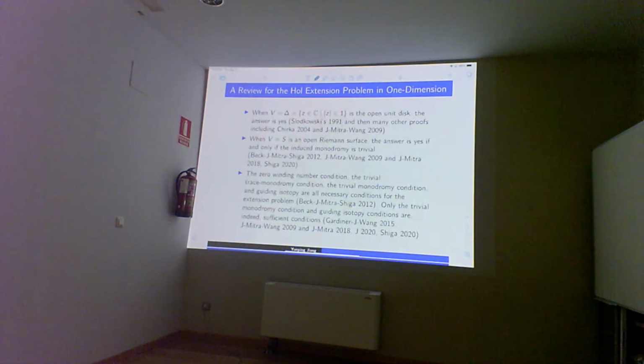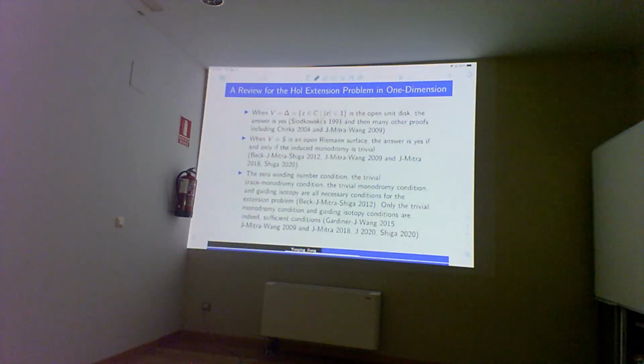But if you read the Bers and Royden paper, they really wanted to solve this kind of problem using the Beltrami equation. Until 2004, Chirka wrote a paper, going back to use this generalized Beltrami equation to solve that. Also, Earle, Mitra and Wang interpreted this one in the lifting picture, that's what I just said, to show this.